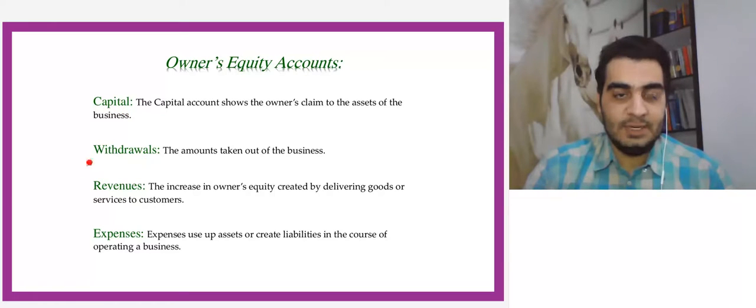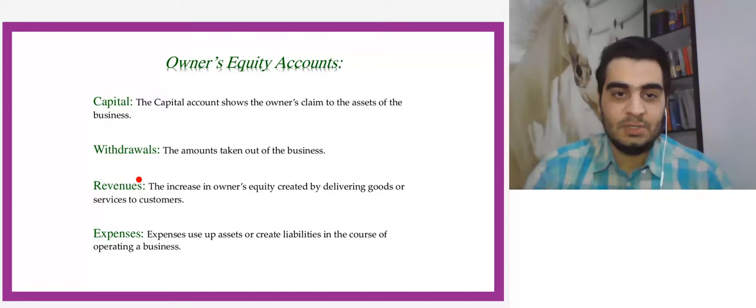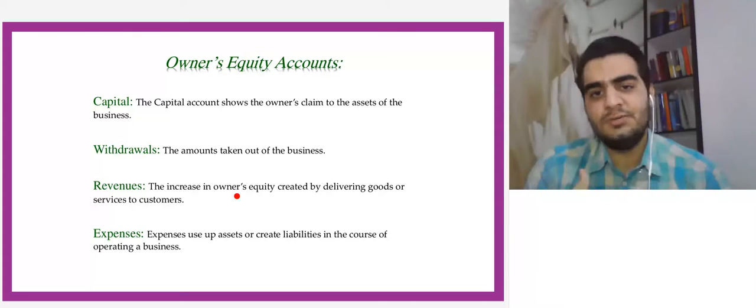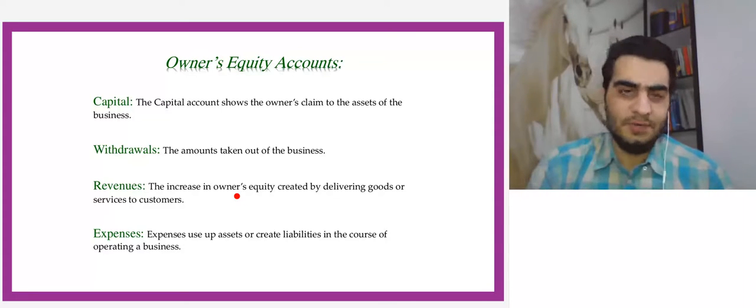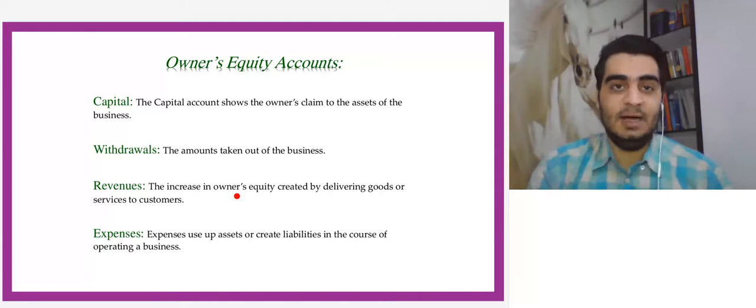The next one is withdrawals, which is the amount taken out of the business. For example, when our owner withdraws some money for personal usage, it's called a withdrawal. The next one is revenue, which is the increase in our owner's equity that is usually created by delivering goods or performing services. It depends on the type of our company.